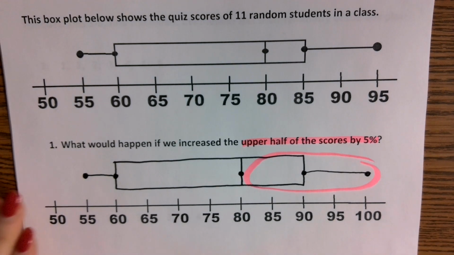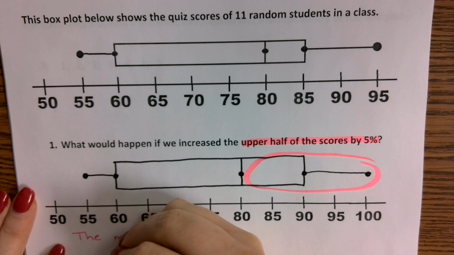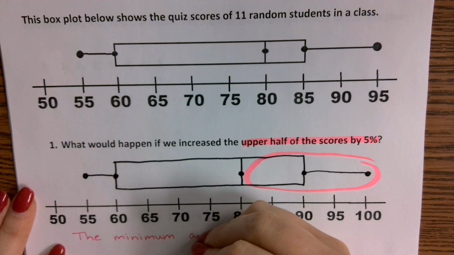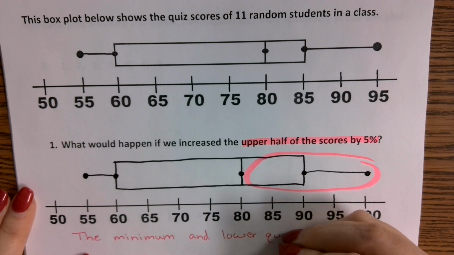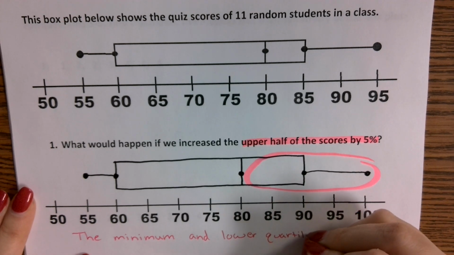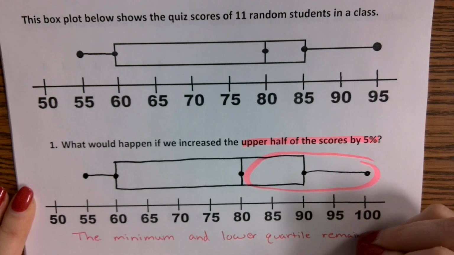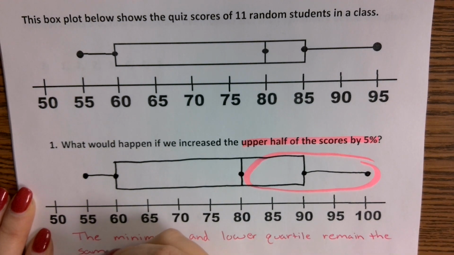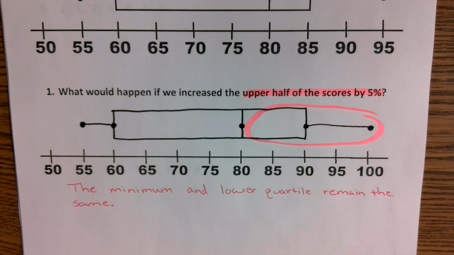I want you guys to write this down. The minimum and your lower quartile remain the same. They had no change whatsoever. They were unaffected by my generosity.